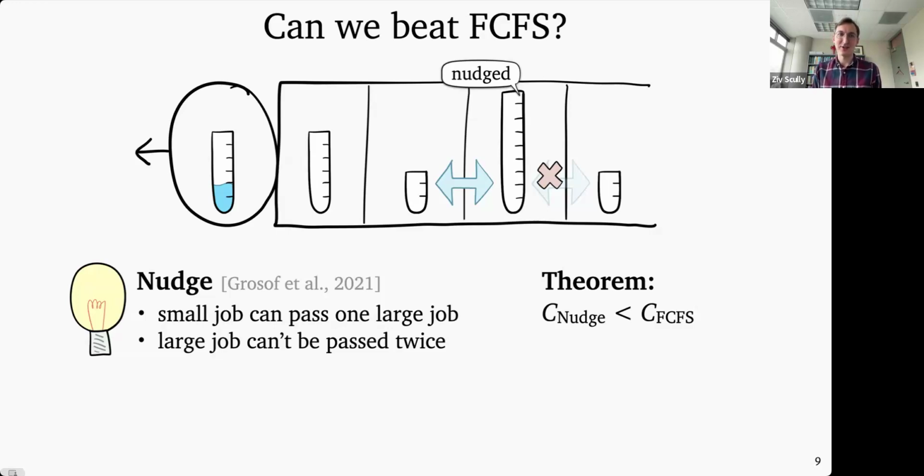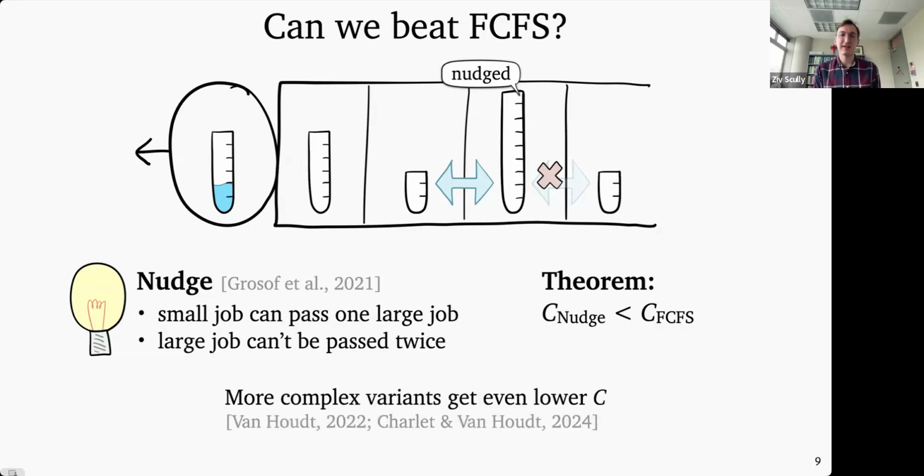Okay, and the question you might have is, is there anything special about one? What if you nudged twice? Or maybe a short job can go ahead of lots of longs, but a long can't be passed by lots of shorts or something like this. There are many more complex variants that have been studied recently by Benny van Houdt and Nils Charlet. And they in fact found pretty much the optimal way to do nudge in their latest paper, which is a preprint on arXiv.